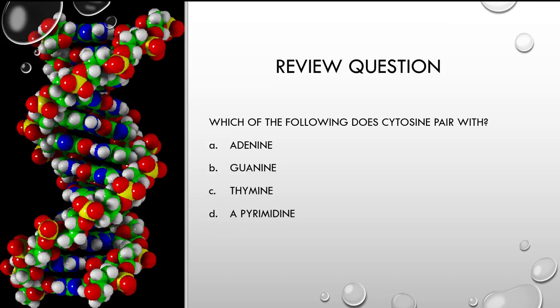All right, so let's go ahead and do our review question. Which of the following does cytosine pair with? Is it adenine, guanine, thymine, or a pyrimidine? If you chose guanine, I would agree with you. Guanine is a purine. Cytosine is actually a pyrimidine, so it's not going to bind with that. So C binds with G all the time.